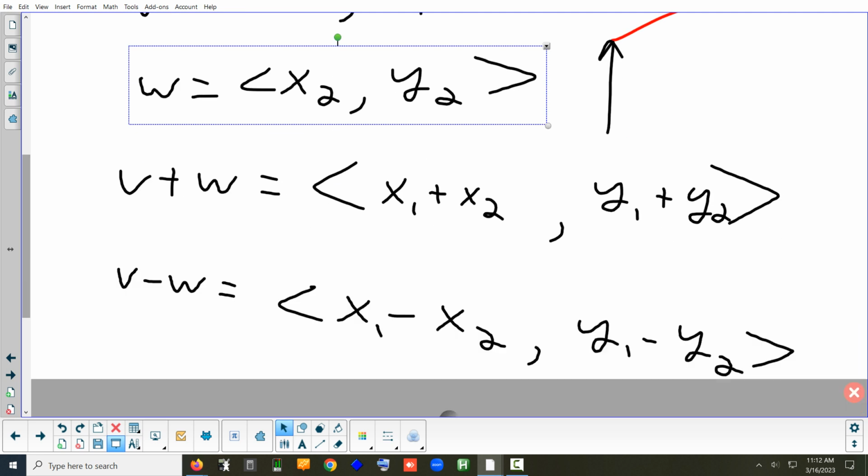And subtraction is the same idea. Remember, with subtraction, though, what we'd have to do is visually, the one we're subtracting, we'd have to flip it around and think of it as adding the opposite. But now we don't have to do that because we're not drawing. All we're going to do is subtract the horizontals and then subtract the verticals.